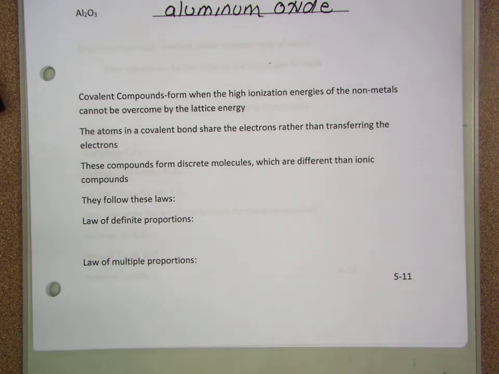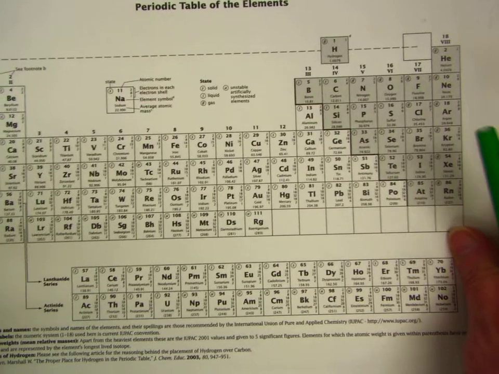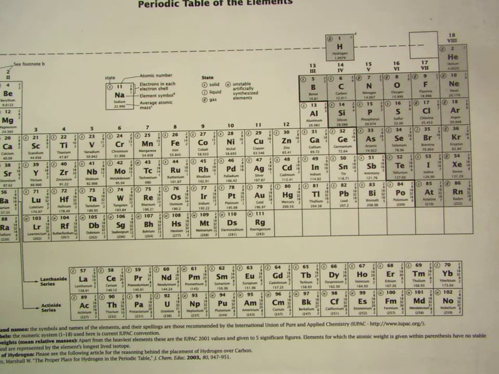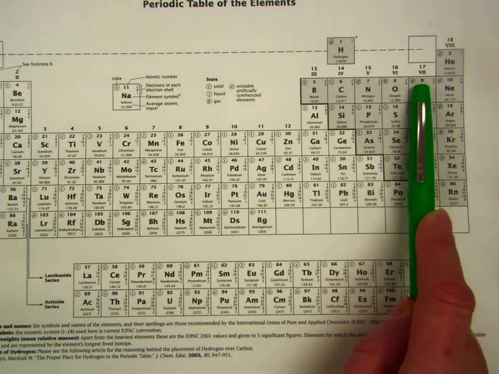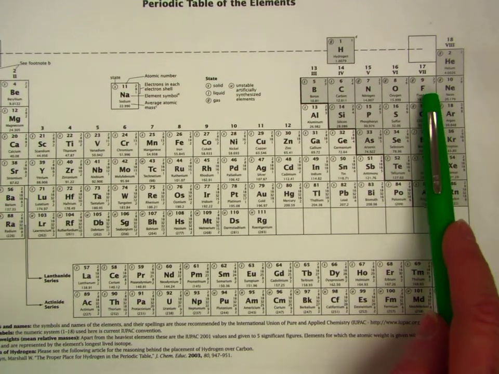The atoms in a covalent bond are sharing electrons rather than transferring them. And the reason for that is because of the high ionization energies. You remember in the last chapter we talked about ionization energies, that ionization energies are increased going across and increased going up.